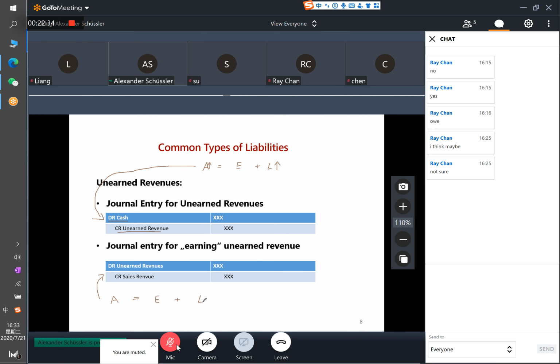Yeah, very good. So liabilities go down, unearned revenue. If you debit unearned revenue, liability goes down, and you credit sales revenue, which essentially means that you have higher sales. Higher sales leads to higher net income, and net income goes into retained earnings, and that increases your equity. Very good. Good job.